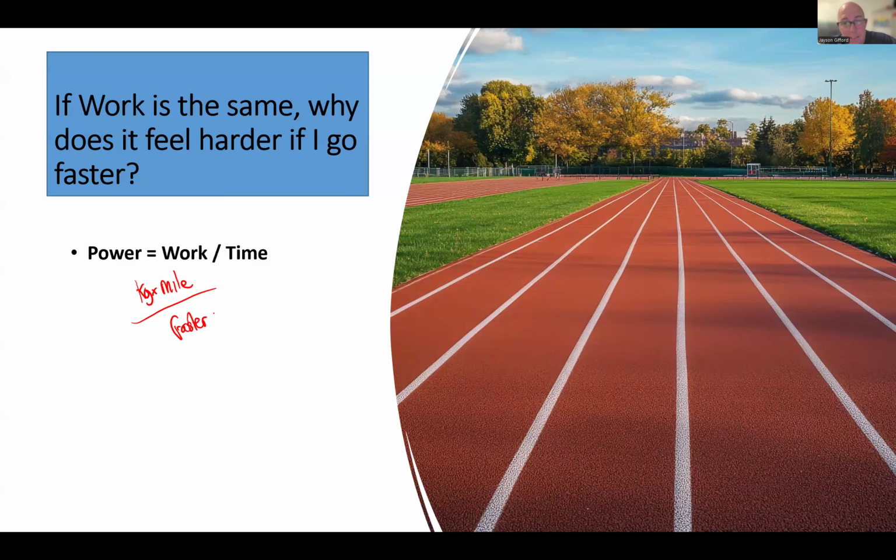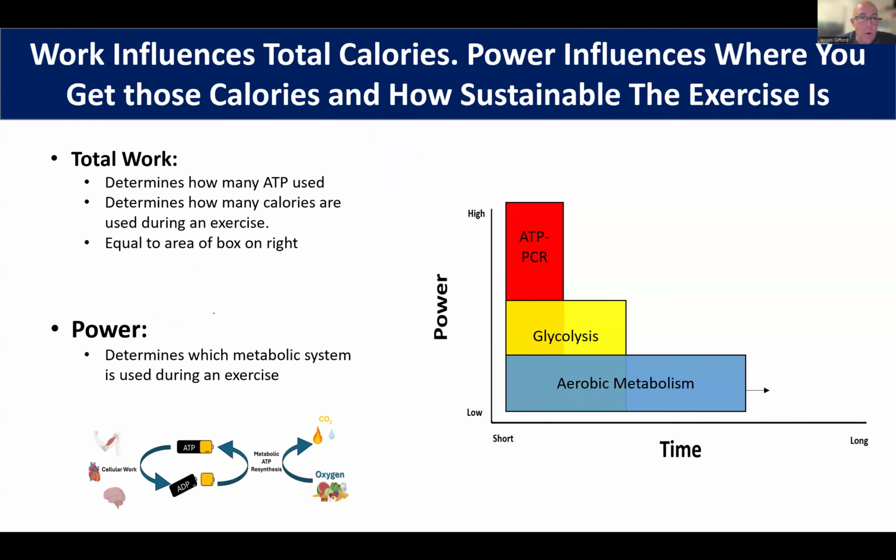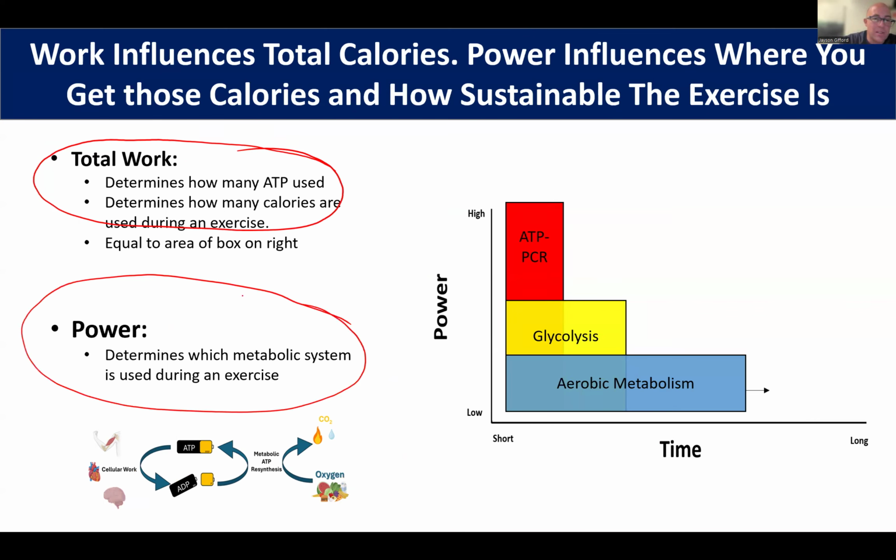If I lift 10 pounds once, I do it in 1 second, and another time I do it just in 3 seconds, the power output is much higher when I do it faster in that 1 second. Power is how much work you do for a given amount of time. And while total work influences how much ATP and how many calories you burn, power influences the strain on the metabolic systems, and it strongly influences where you get your calories.